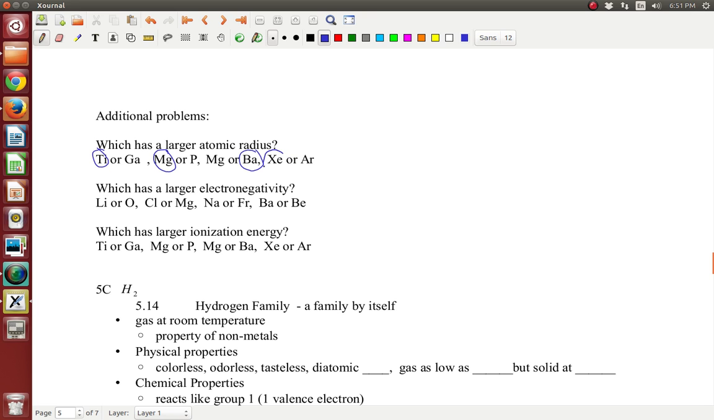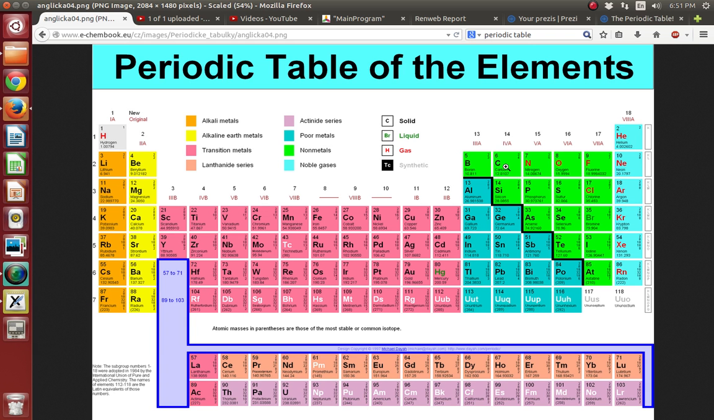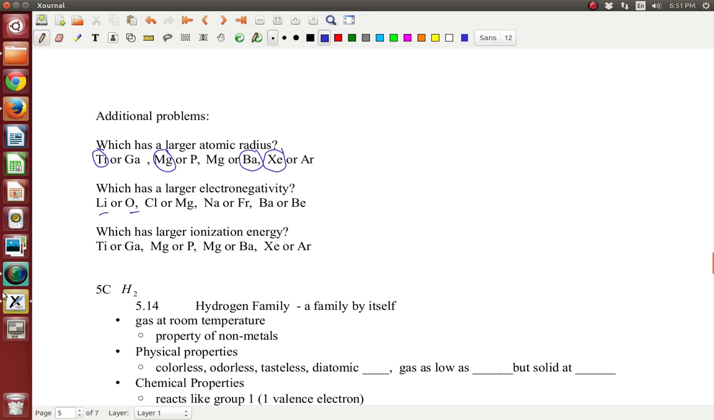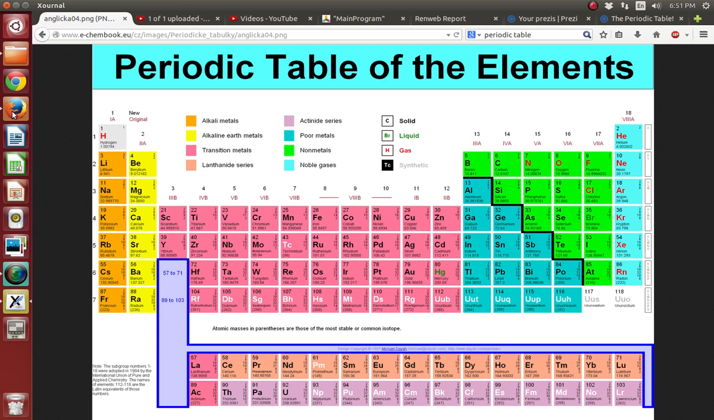Okay, which then has a larger electronegativity, lithium or oxygen? We're going to look and see how close they are to the fluorine. There's fluorine. Oxygen is right next to fluorine, and lithium's way on the other side. So oxygen has a greater electronegativity. Chlorine or magnesium. Chlorine is right next to fluorine. Magnesium's way on the other side. Chlorine has a greater electronegativity.